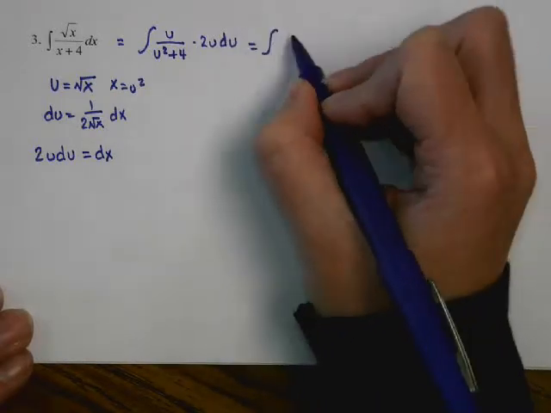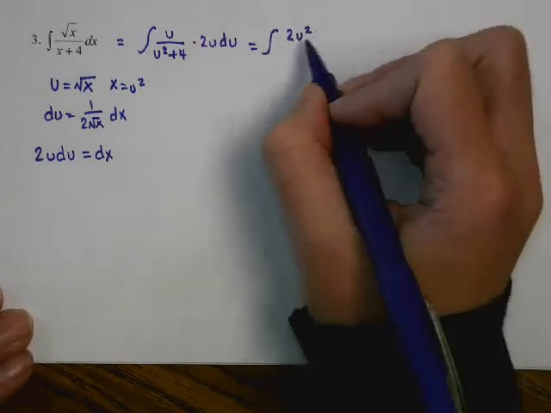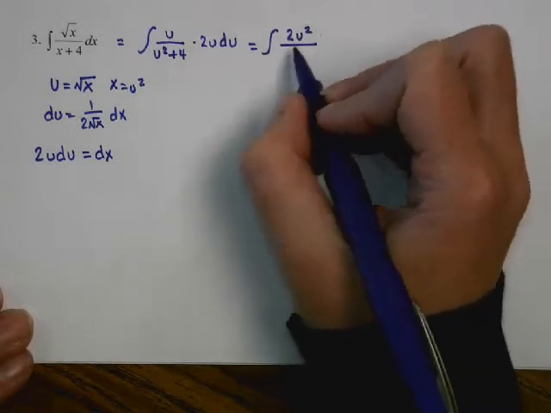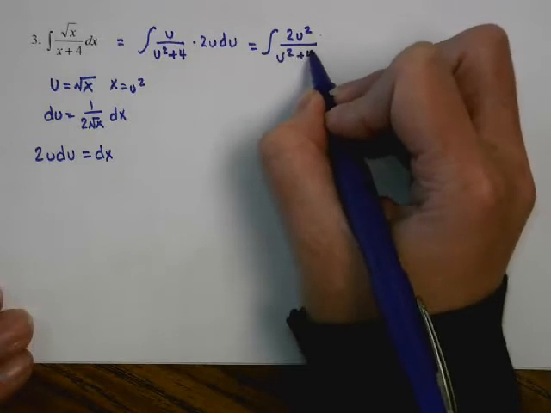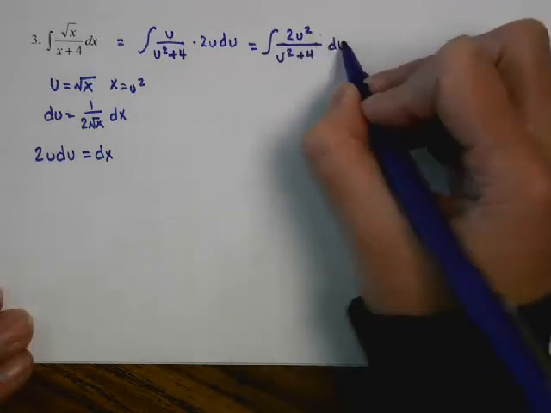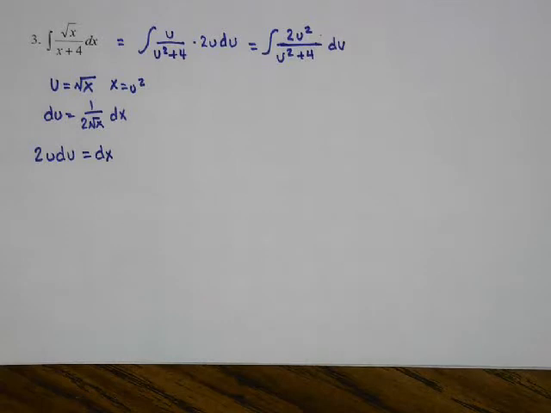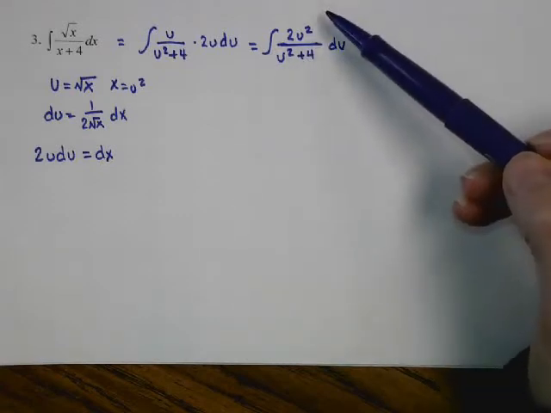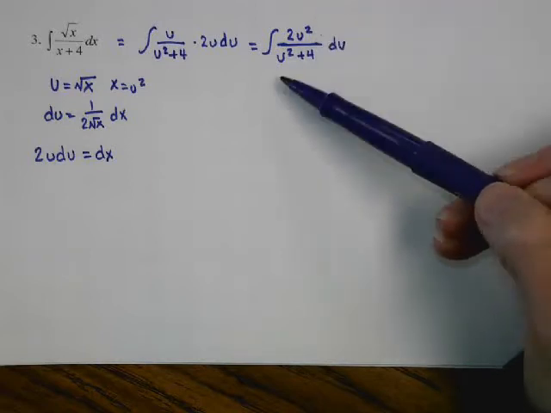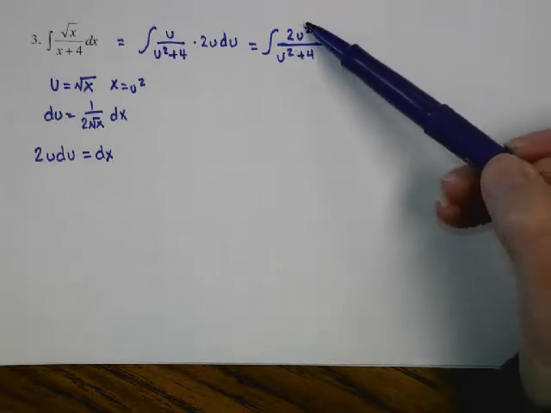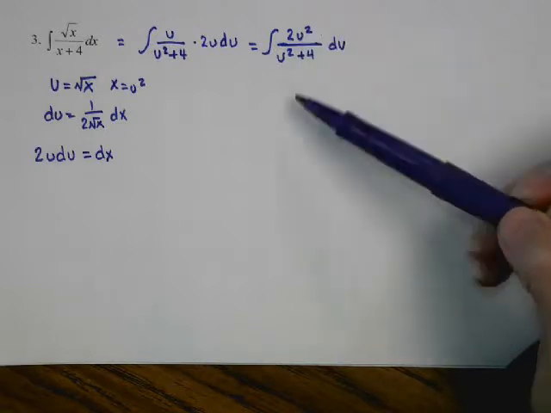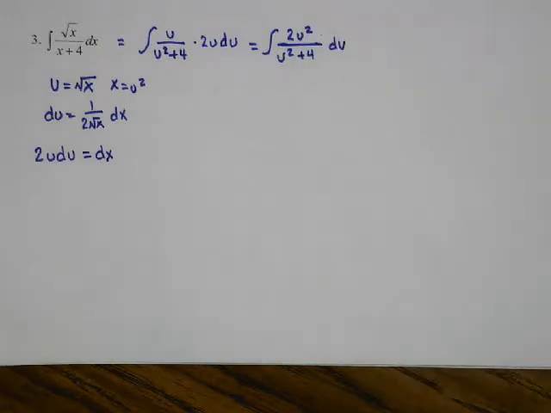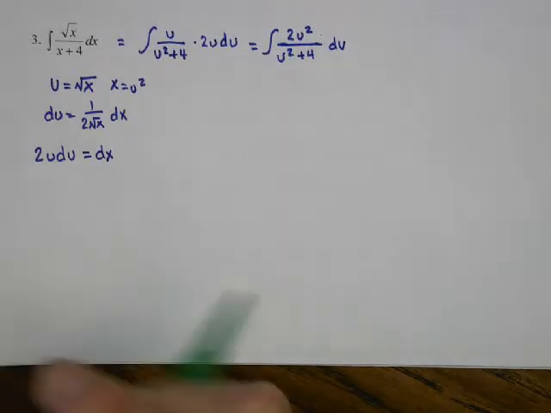So this is going to be the integral of 2u squared over u squared plus 4 du. Now, it may be tempting to cancel out those u squareds, but that does not work because of this 4. Anytime you have a quotient and the degree is the same or higher in the numerator, then what we're going to do is use long division to simplify this fraction and to split it up.